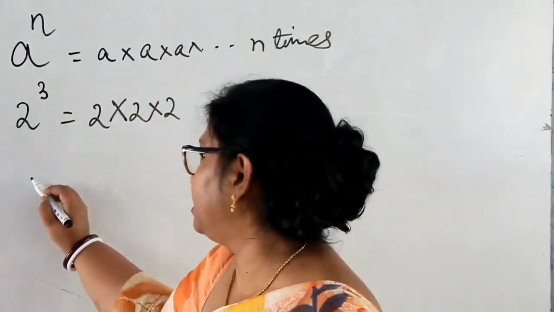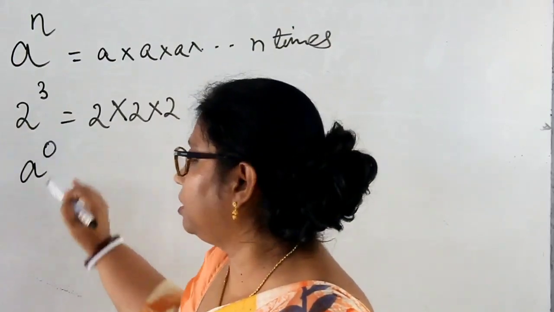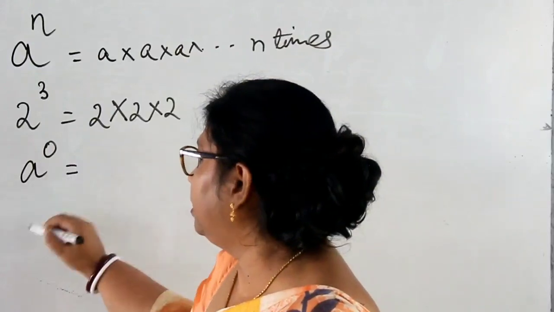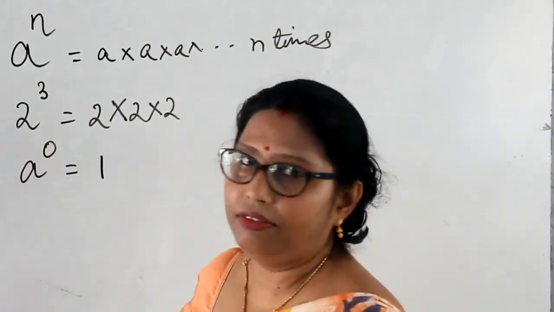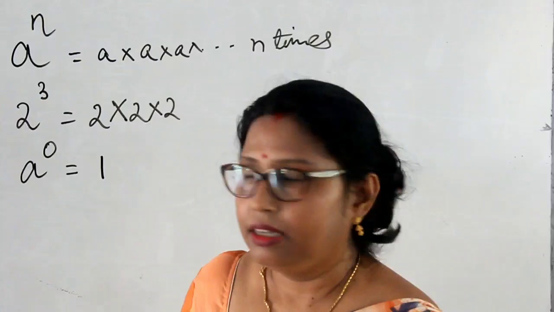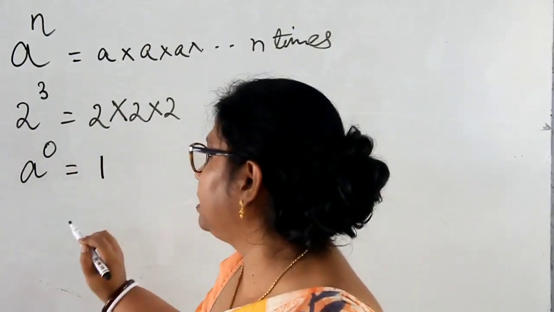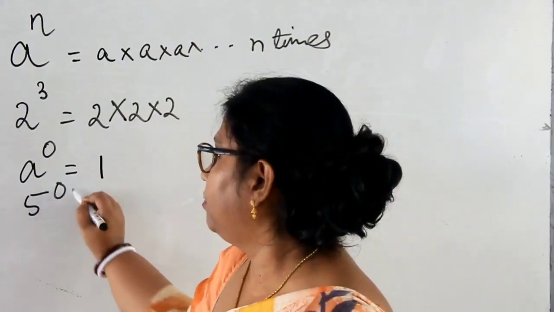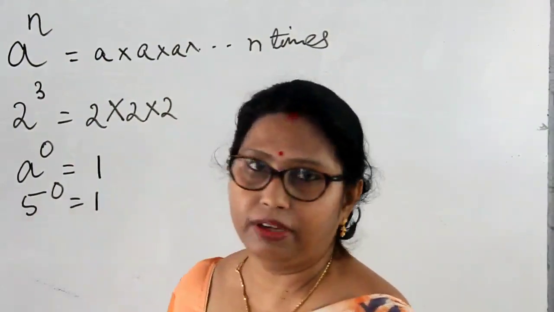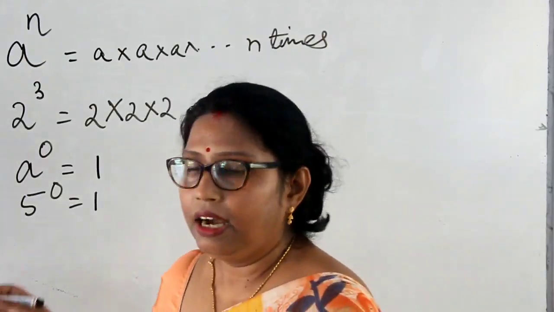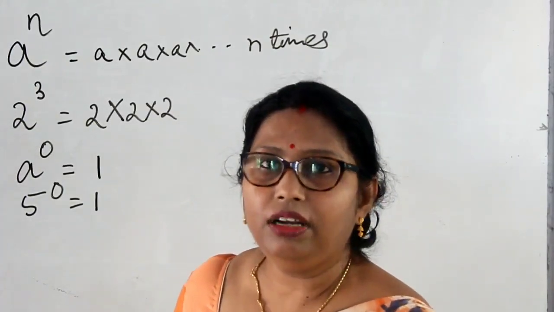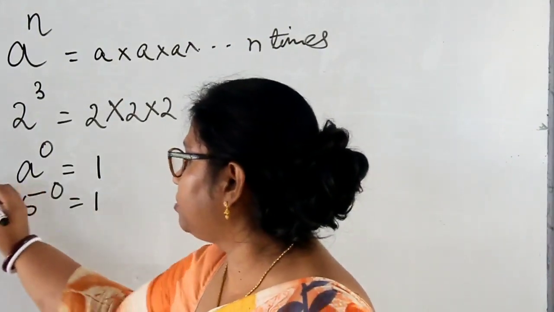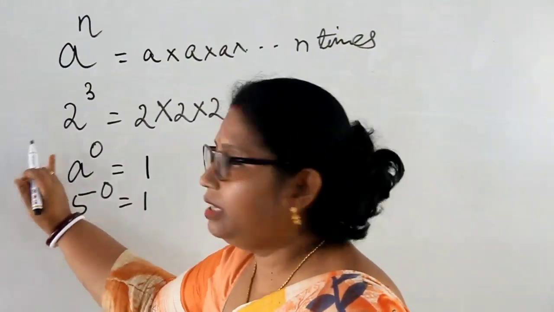Now we are going to see the result for other cases such as a to the power 0. When the power becomes 0 for any number, what will happen? We will have 1 as the result. That means a to the power 0 is equal to 1. Similarly, 5 to the power 0 will also become 1, and 100 to the power 0 will also become 1.